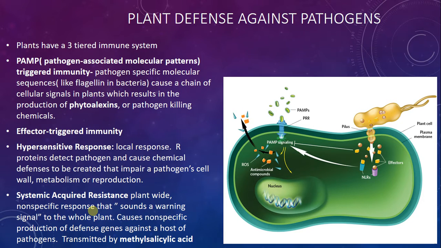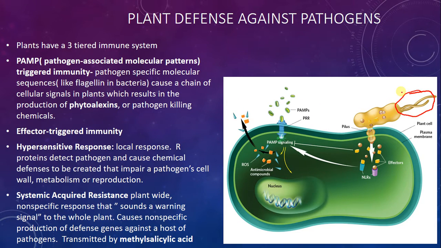And lastly, we want to talk about plant defenses against pathogens. So plants have really three tiers of an immune system. One is called the PAMP, or the pathogen-associated molecular patterns triggered immunity system. And this is when a pathogen has a specific molecular sequence, for example, the specific molecular sequence for the flagellin amino acid in bacteria that is a component of their flagella.